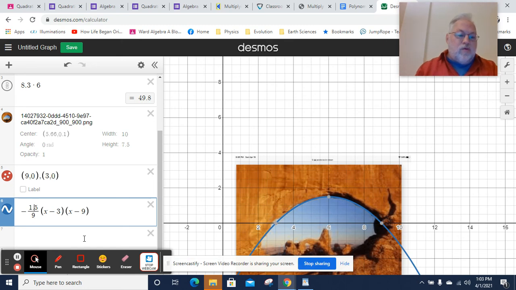If I want to, I could, of course, turn that into 3 over 18, and then it'll become apparent to me that that's the same as 1 over 6. So 1 over 6, and I have got my parabola. I hope that has helped you in working things out.